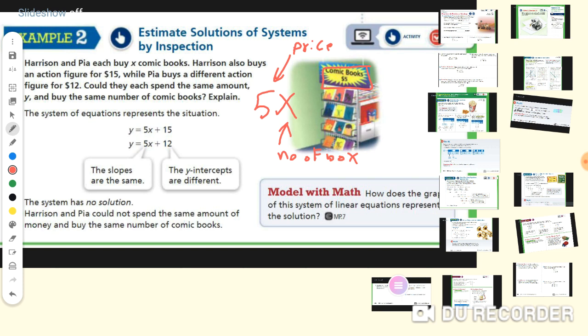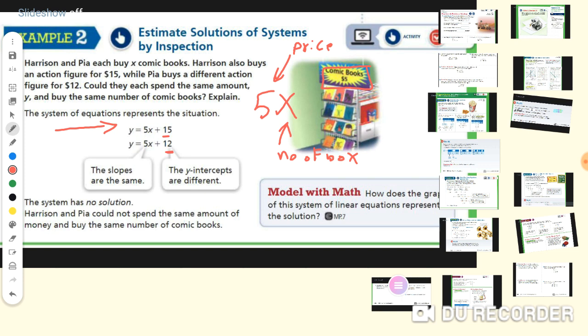Harrison also buys an action figure for 15. Harrison takes another 15. So I can write the total cost of Harrison as this equation. y equals 5 per comic box, so 5x, plus another 15, so the result is y equals 5x plus 15. And then Peyer buys a different action figure for 12. Peyer also adds another one for 12. The first one adds 15, the second one adds 12. Okay.